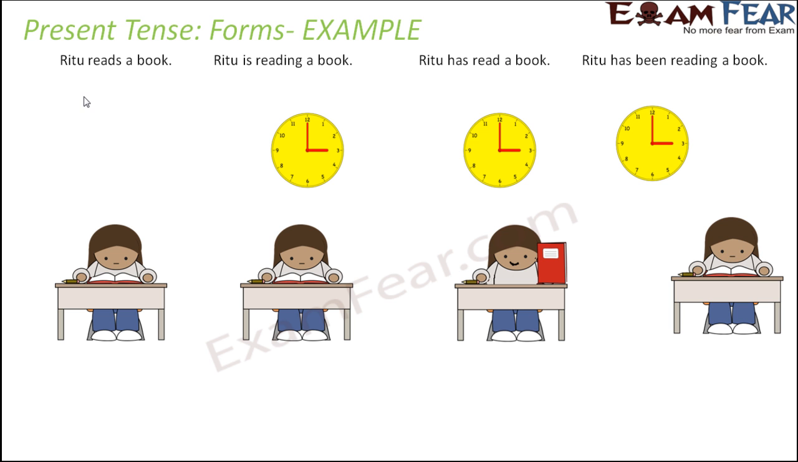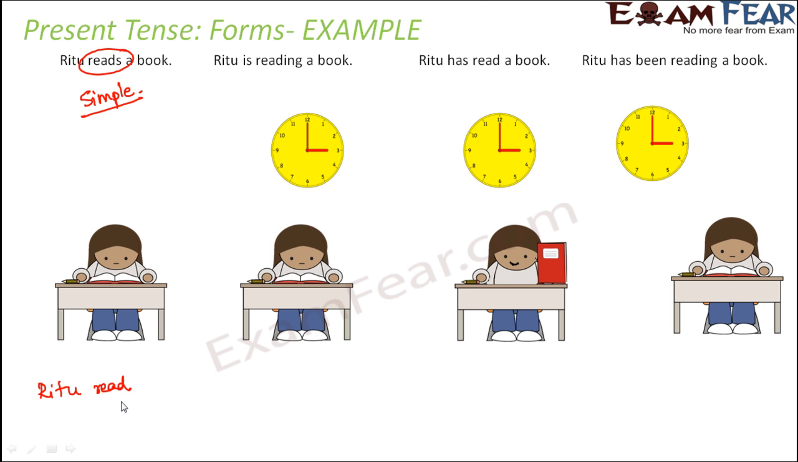So this is your simple present. So what would be your simple past tense? All you need to change is the verb. So here the verb, in the present tense, is reads. So in the past tense it would be the second form of the verb, which is read.